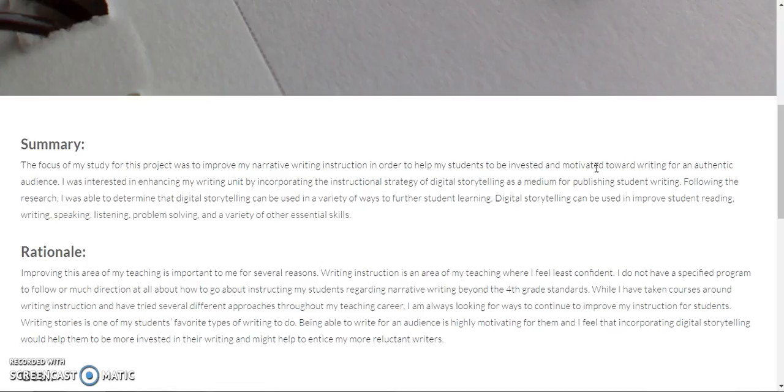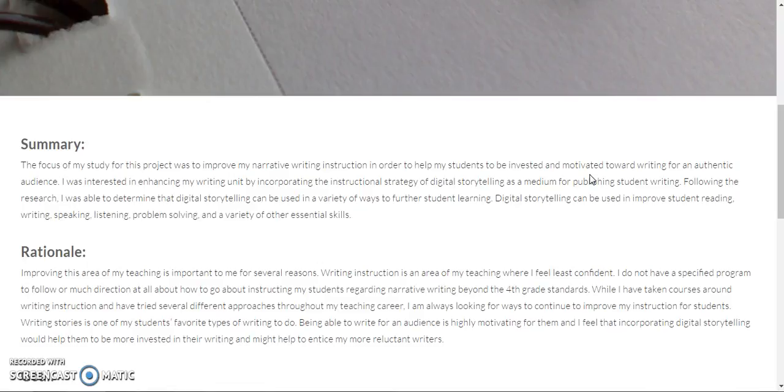And so I wanted them to be able to have a more authentic audience, to have more of a purpose for writing. And through researching and reading different articles and websites, I found that there are many more ways that digital storytelling can be used in the classroom, which I thought was really interesting.